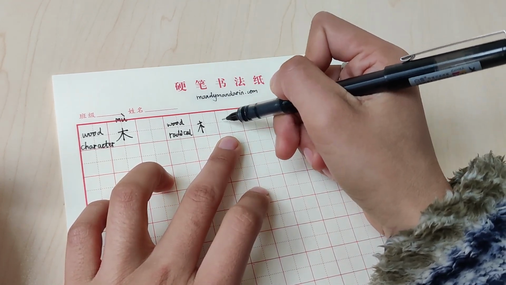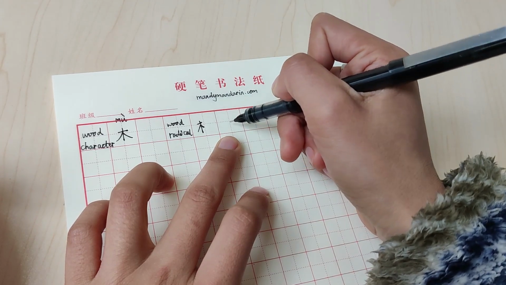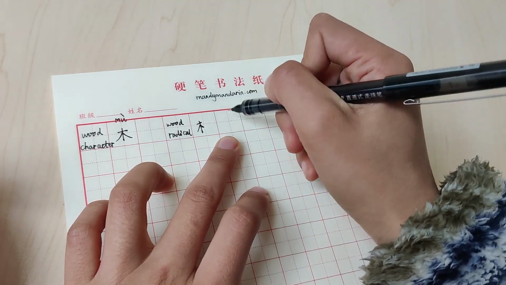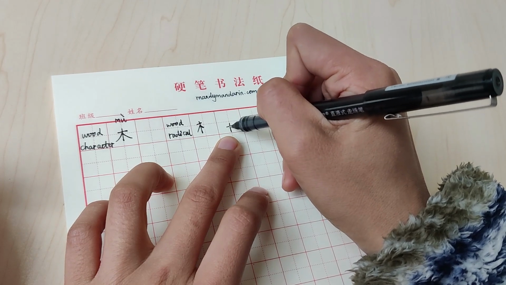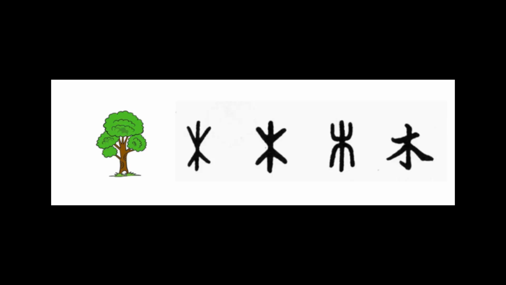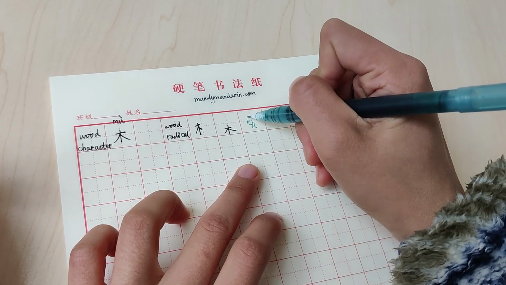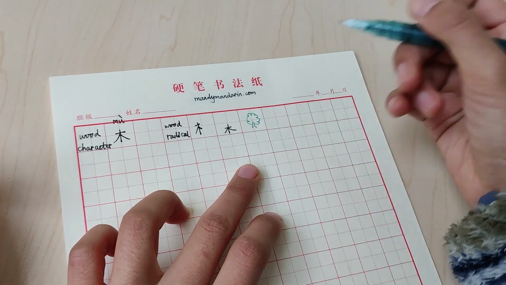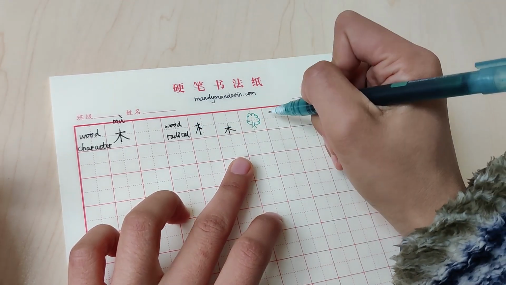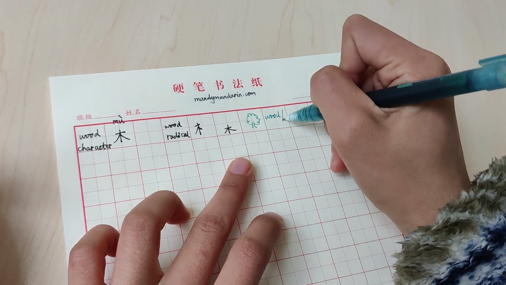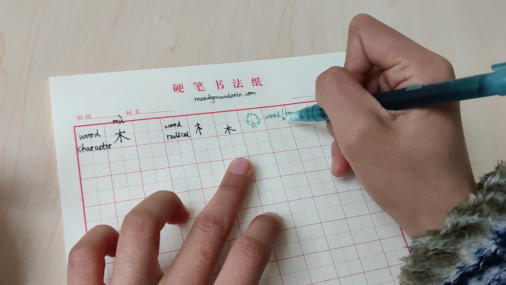Or sometimes it will be somewhere up top or under, but usually it's at the bottom, so I'll put it here, like this. Here is the picture of the evolution of the wood character. And so you can see it's evolved from a picture of a tree. So all you need to remember is here's the wood and it comes from the tree. So the wood radical is wood or tree related.